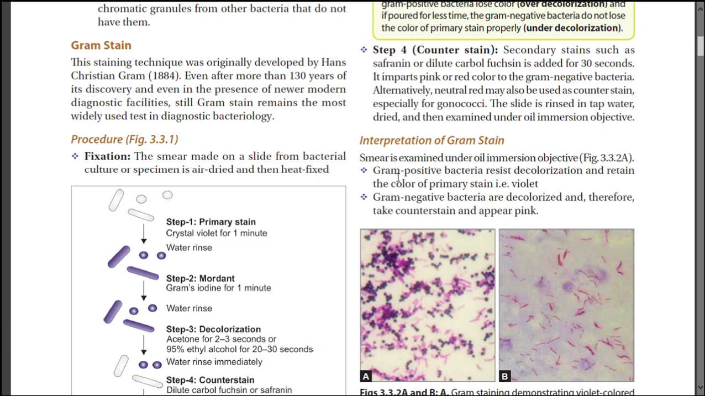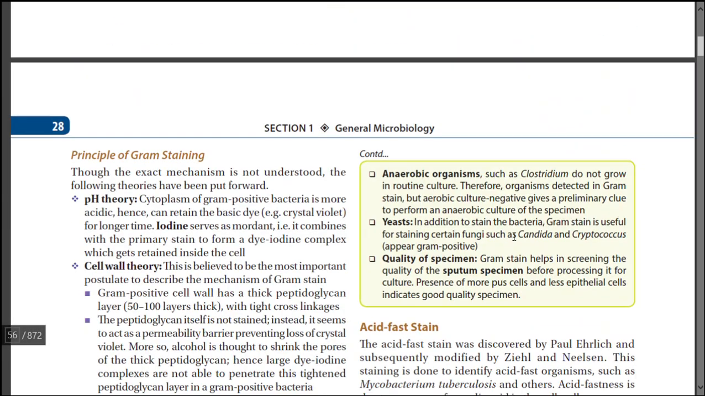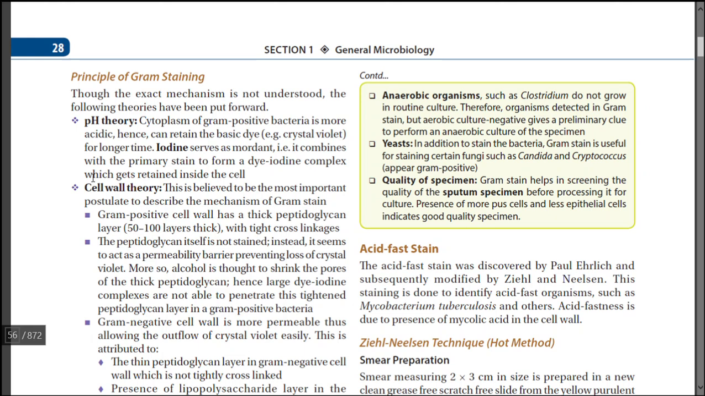Gram positive bacteria resist decolorization and retain the primary stain, that is violet. The primary stain is nothing but violet color stain, whereas gram negative bacteria are decolorized on addition of acetone and therefore they take counter stain and appear pink in color. Next, let us see the principle of gram staining.